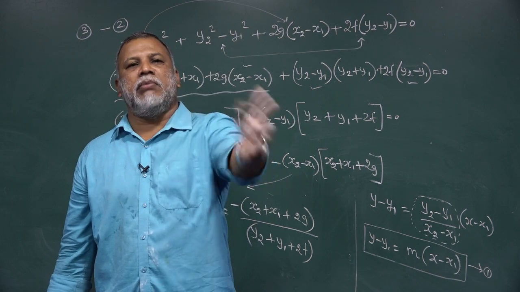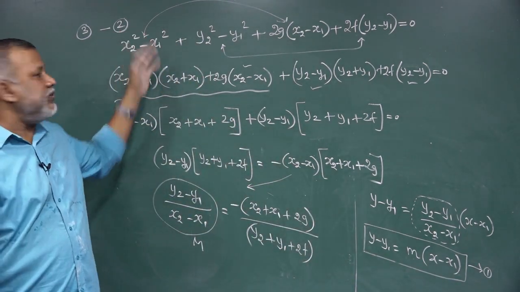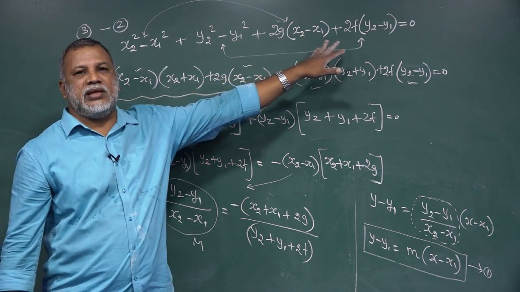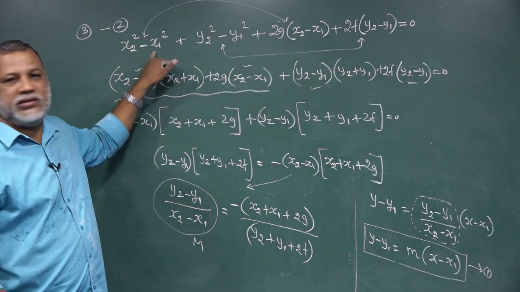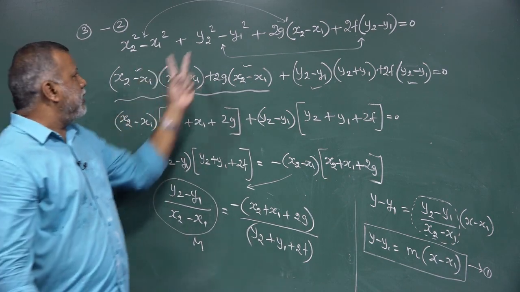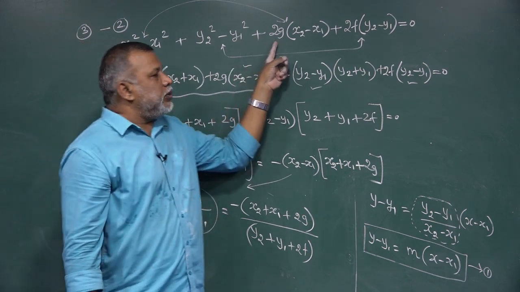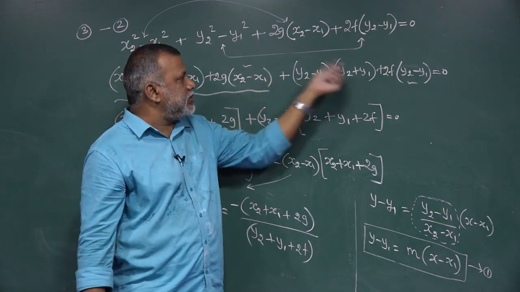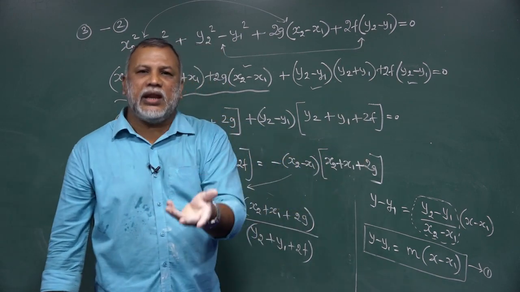Third equation minus second equation. We can get the formation like this. Therefore, pair with the same family. That is the concept. x2 squared minus x1 squared, same x family. Here y2 squared minus y1 squared, same y family. Take out 2g as common, then x2 minus x1. 2f as common, y2 minus y1. Then c must be removed.